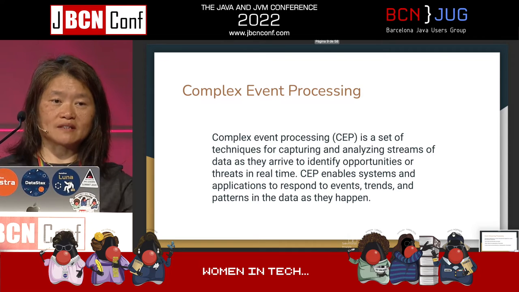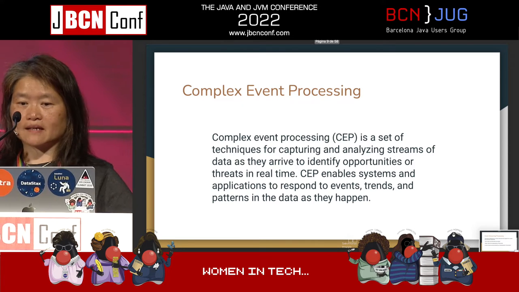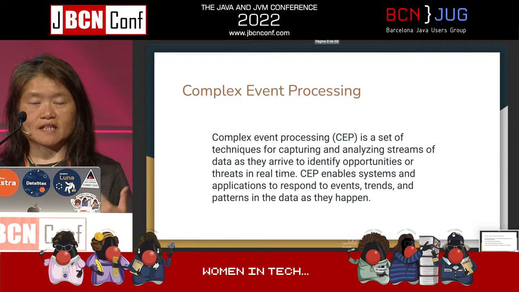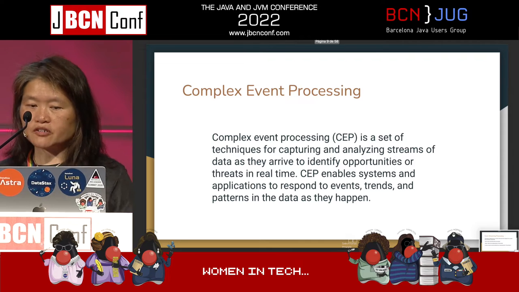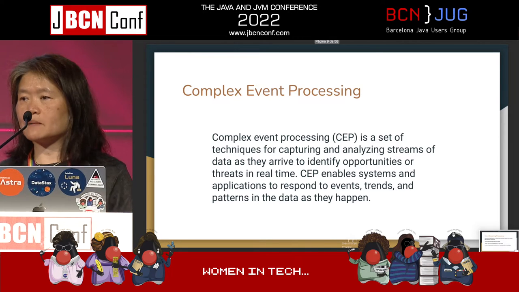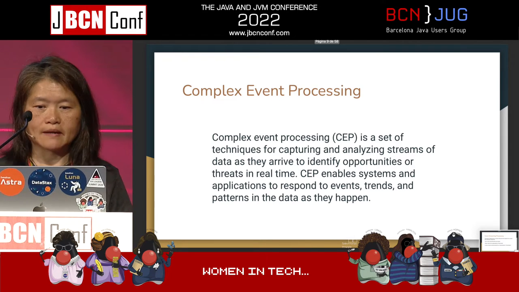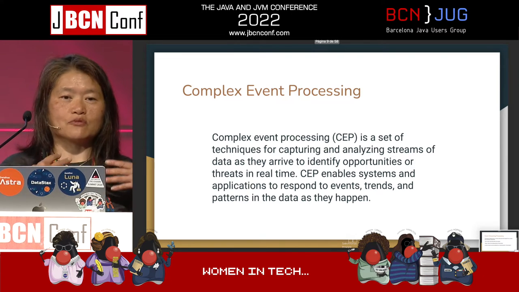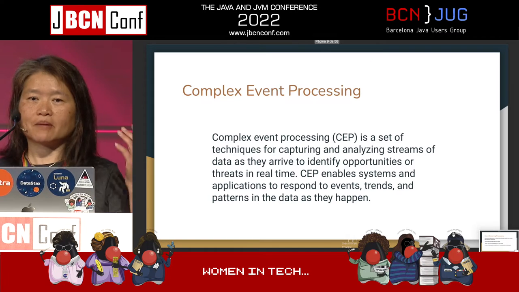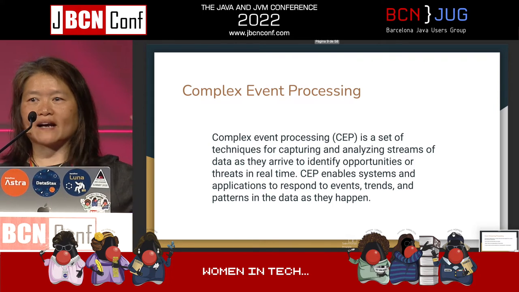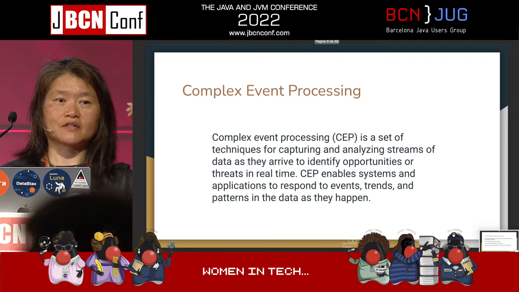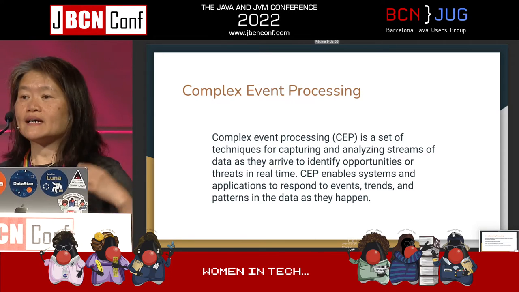We want to capture the data, not only capture, but analyze these streams of data as they arrive. And the purpose of such is to identify opportunities or threats, right? So for example, you can be doing fraud detection. Nobody wants to do it in the old-fashioned batch processing way. You want to do it in real time as it happens. Somebody's bank account is having some suspicious activities.